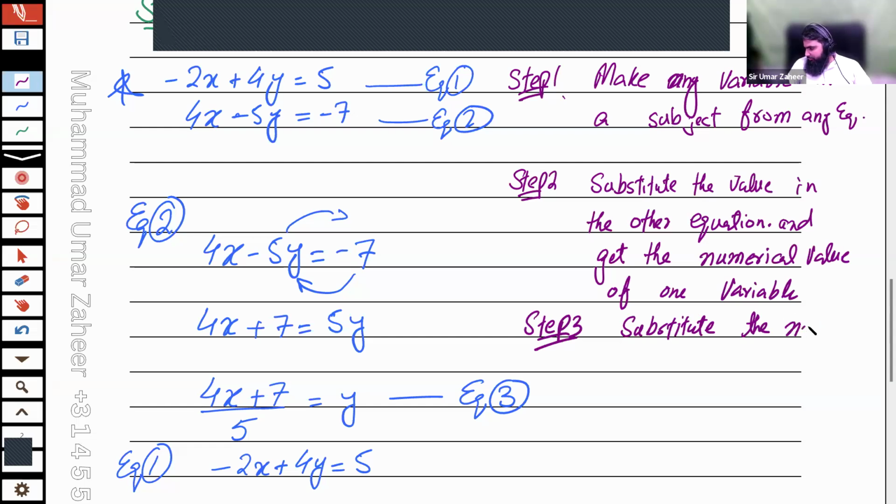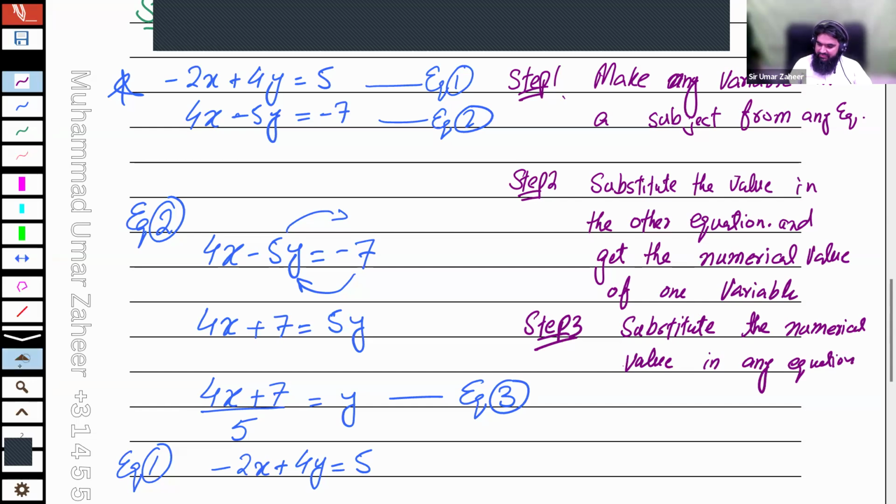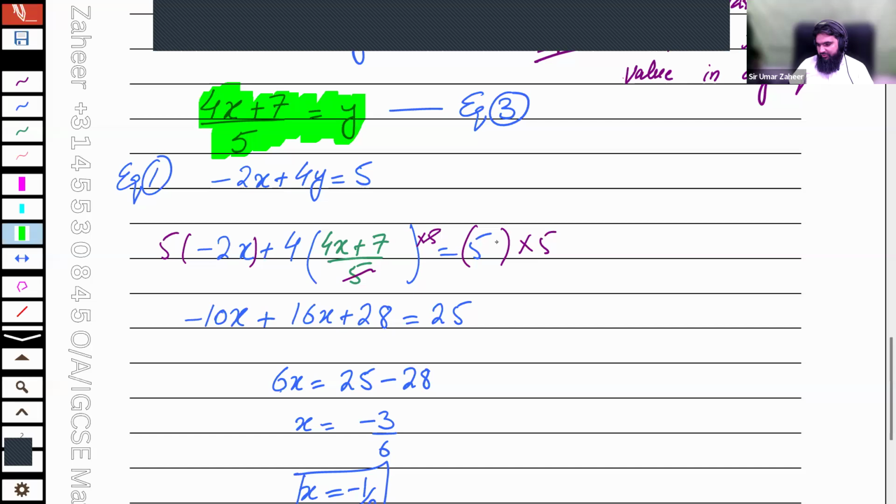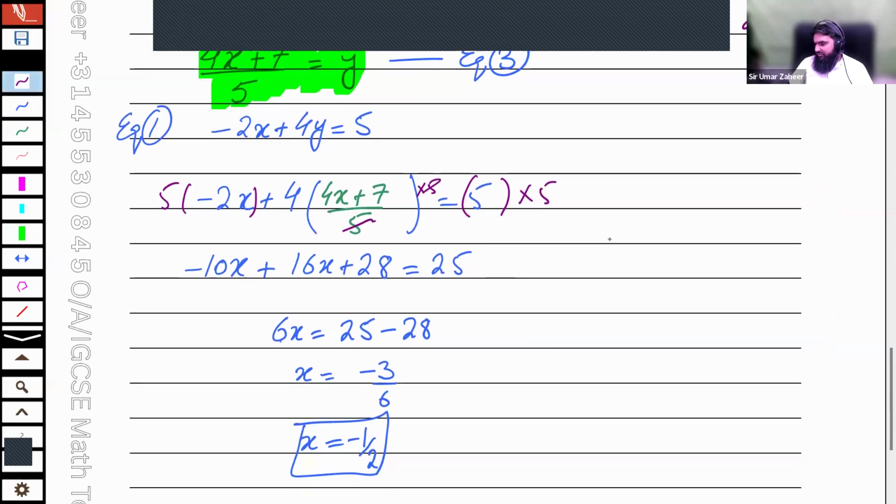I will write: substitute the numerical value in any equation. And the best choice is equation 3. The reason is in equation 3, y is already the subject. I don't need to do any type of simplification. So in equation 3 we have y is equal to (4x plus 7) divided by 5.